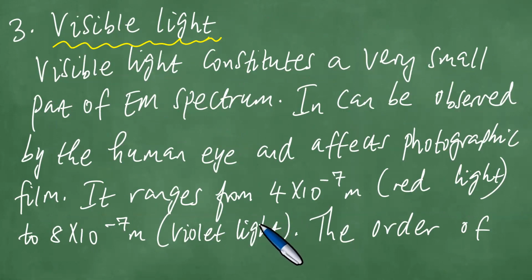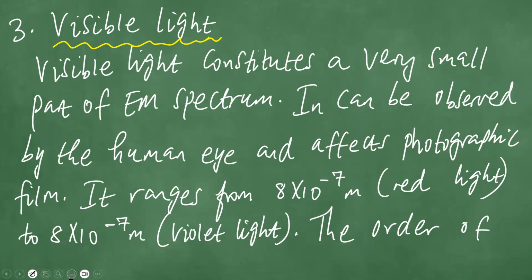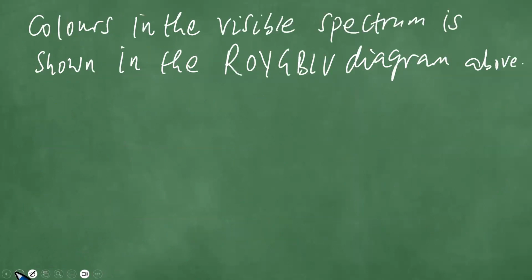Okay, because now we're looking at the red, I want us to make mention of the fact that the red is at 8 and the violet is at 4. The red is at 8. Okay, so we saw that in the order of the colors in the visible spectrum.